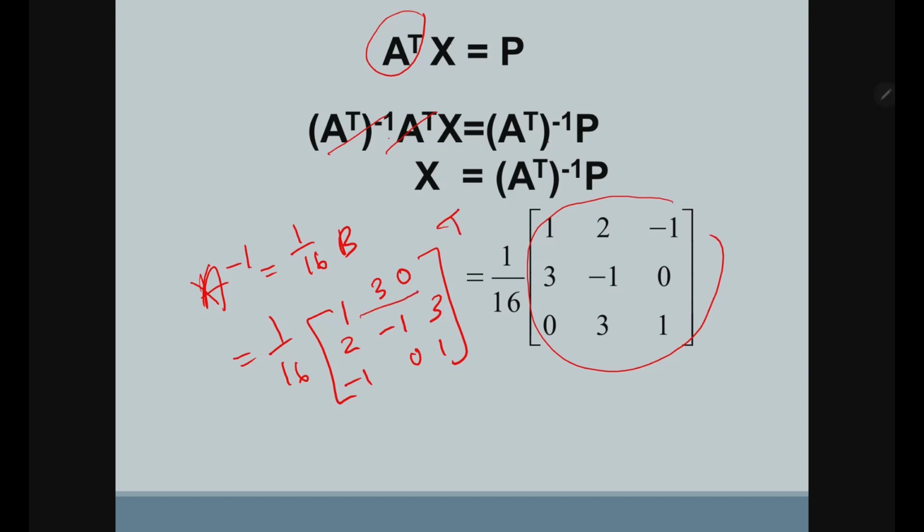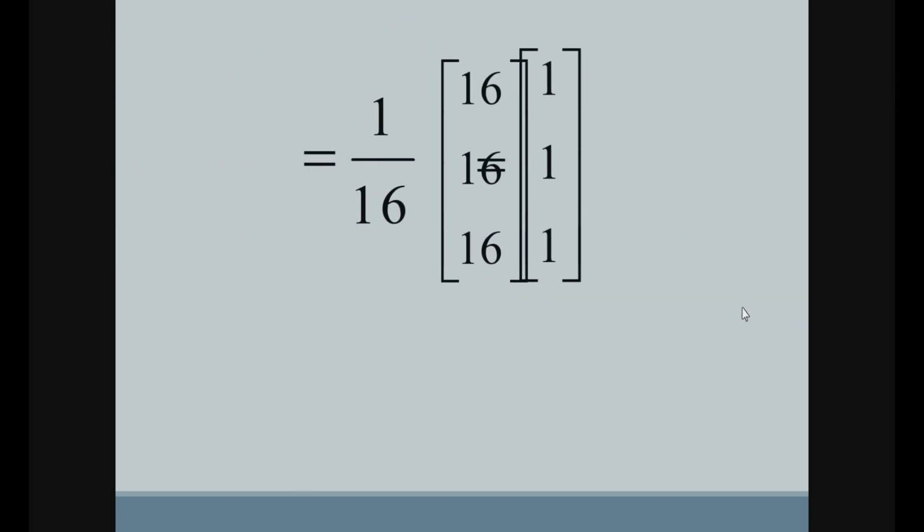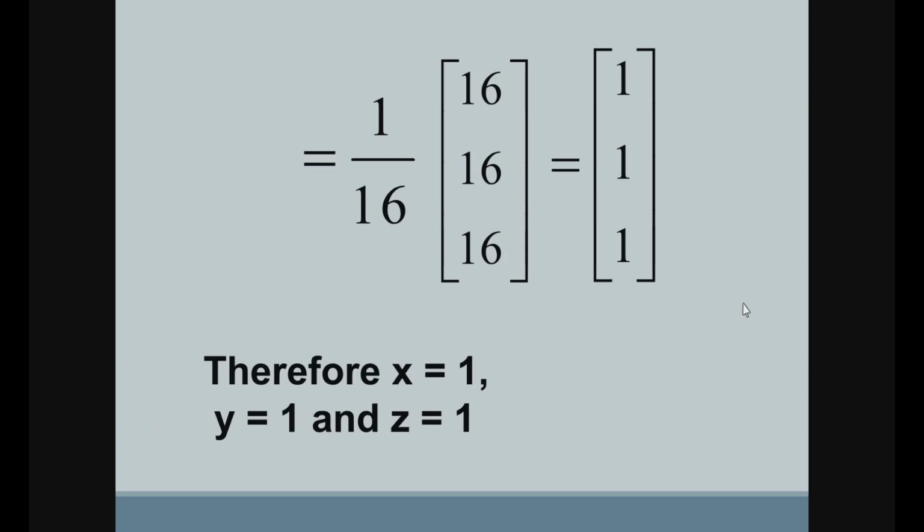Okay, the first row becomes the first column. The second row becomes the second column. The third row becomes the third column. Okay, we can get the solution: X equal to 1, Y equal to 1, and Z equal to 1.